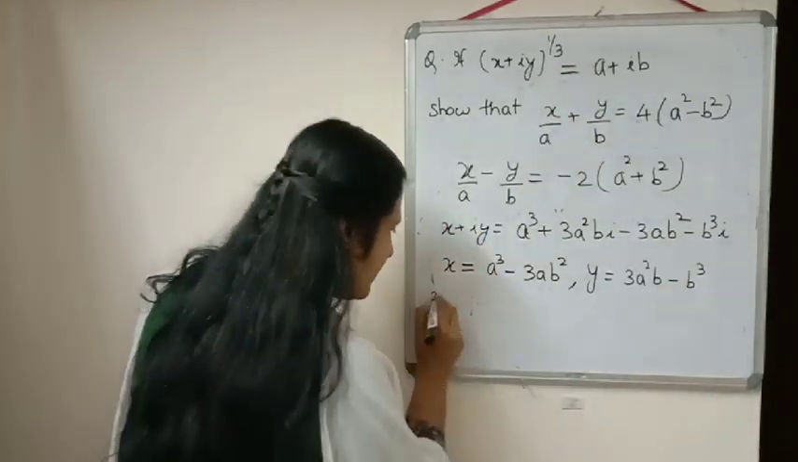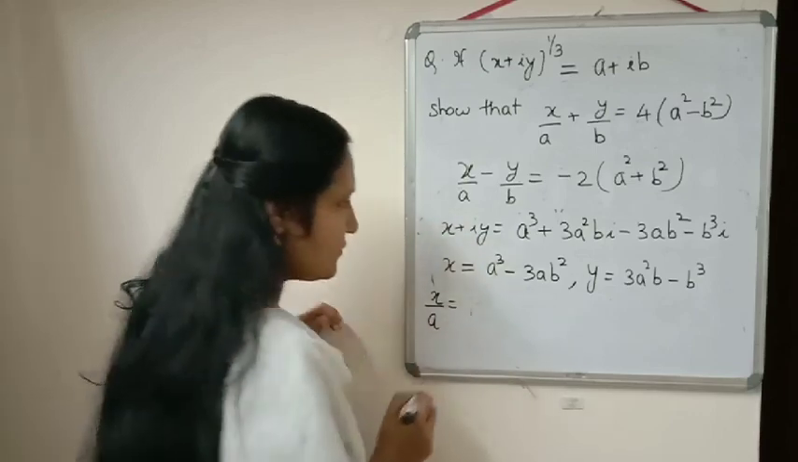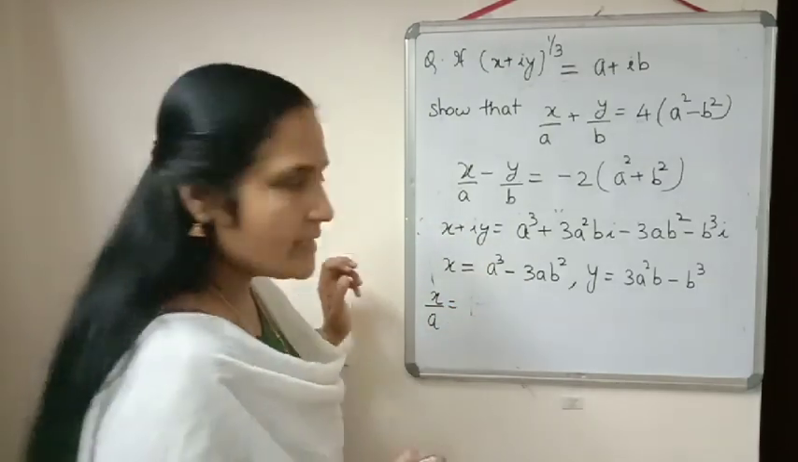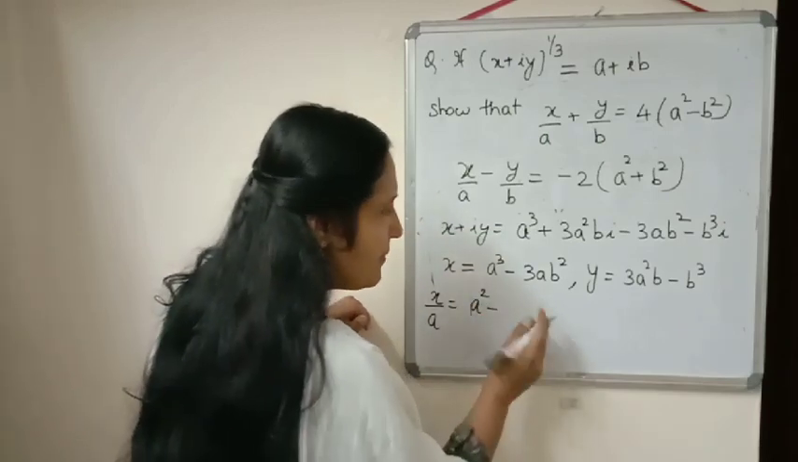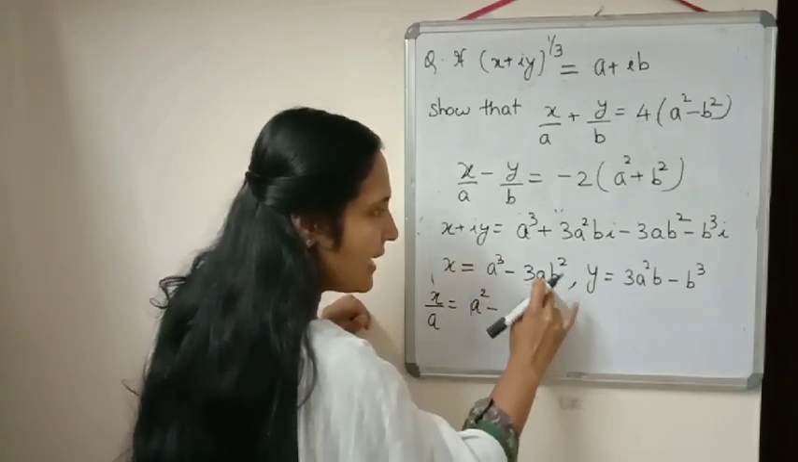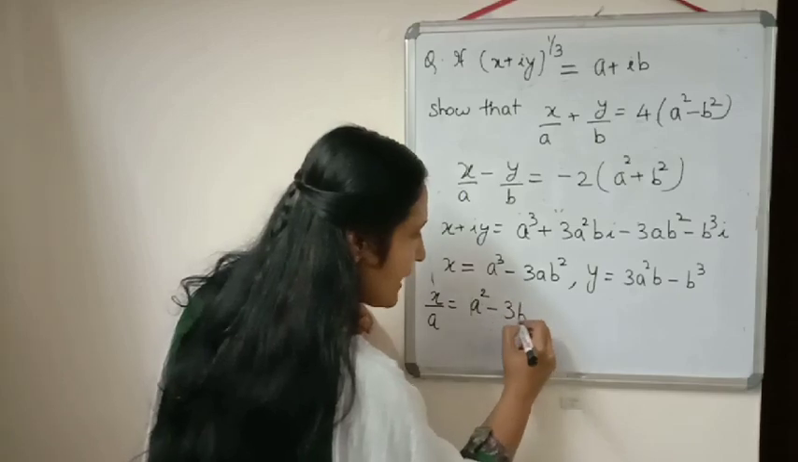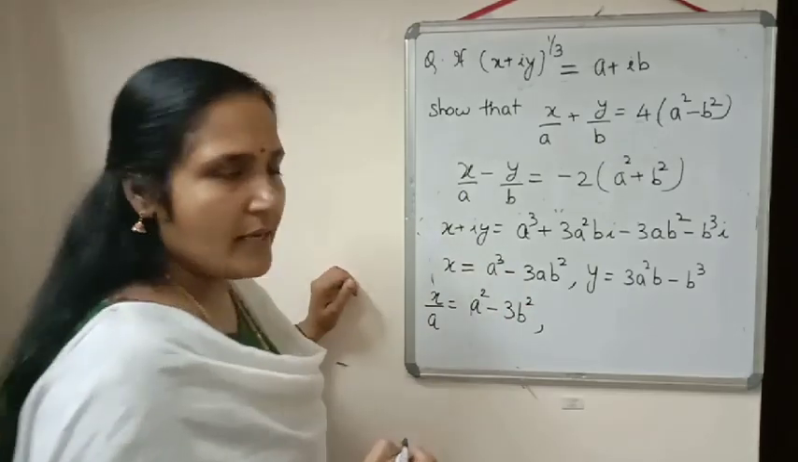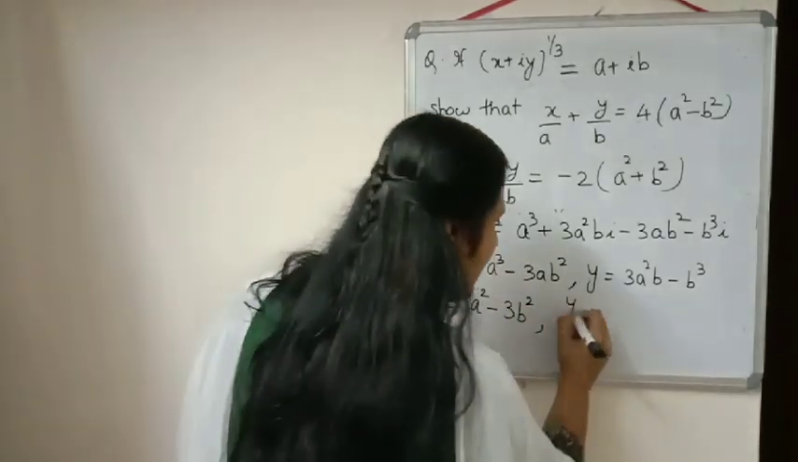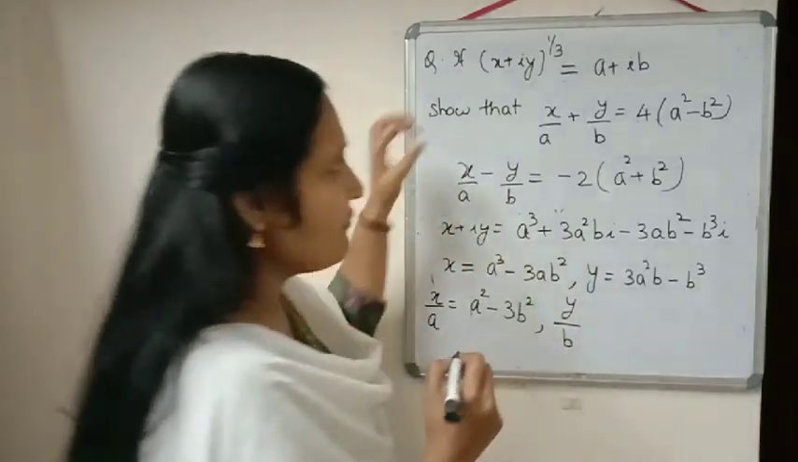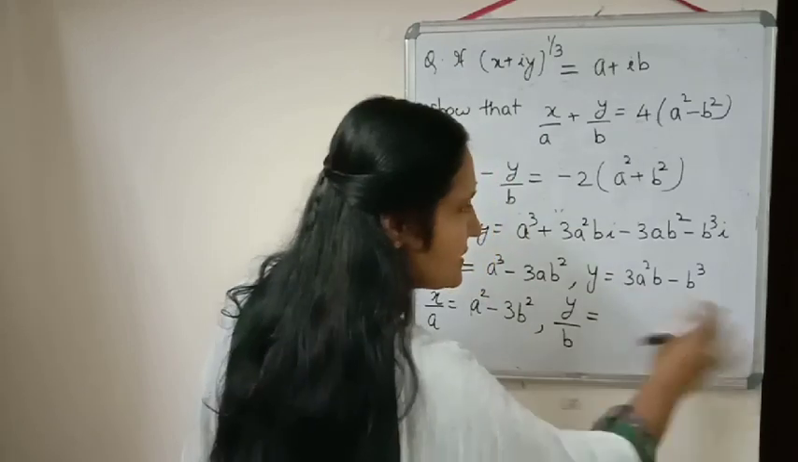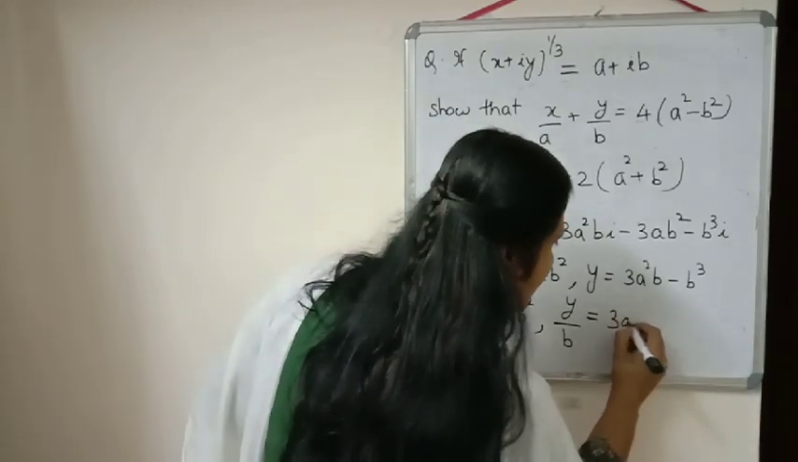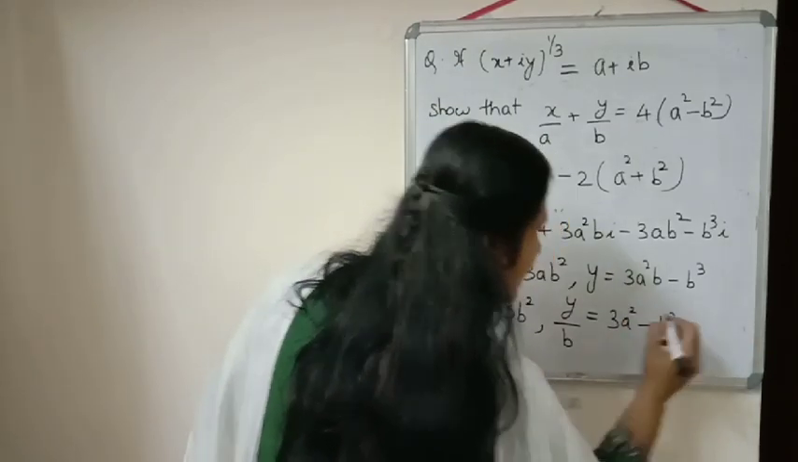So just write down here, x/a is equal to, it will be divided by all the terms, a³/a will be equal to a² minus 3ab²/a. So a and a will get cancelled, we will get 3b². Then y/b, what we need in the proof, we are finding that one only, is equal to, just divide it by b, then we will get 3a² minus b².